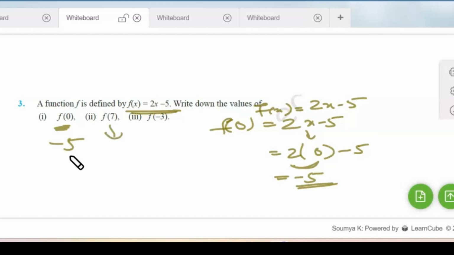Similarly, substitute 7 for x and substitute minus 3 for x. You will get different answers here. It would be 9 and minus 11.